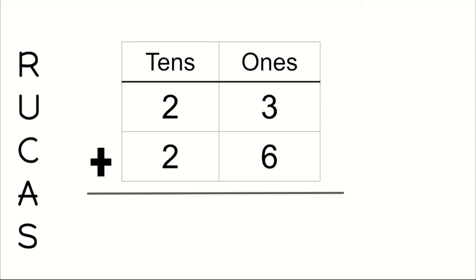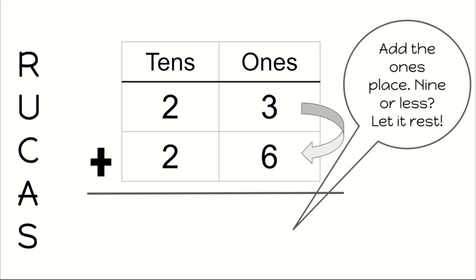Now we're going to go ahead and add our ones. 3 plus 6. At this point, we're going to want to think inside of our brain. Is it 9 or less, or is it 10 or more? 9 or less, we're going to let it rest. That means we're just going to go ahead and put our sum or our total right there beneath that ones column. Now we're going to add our tens place. 2 plus 2 equals 4.